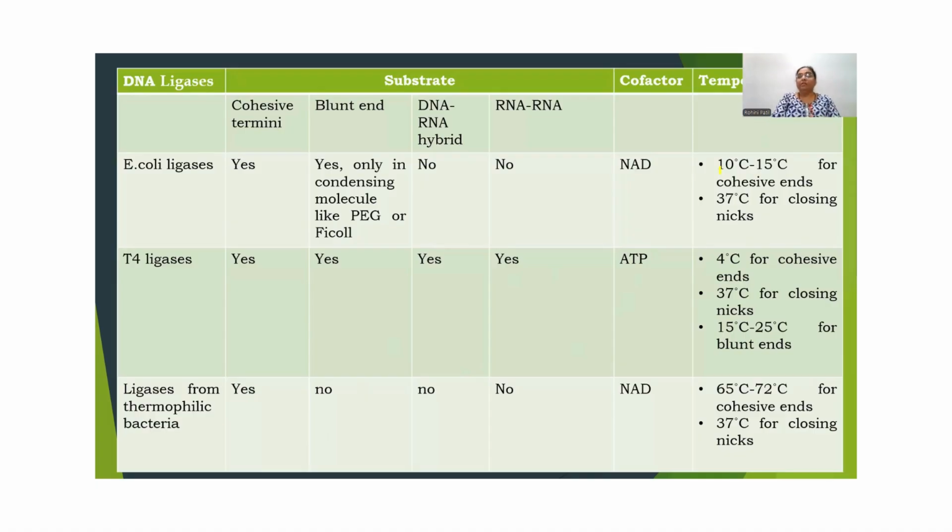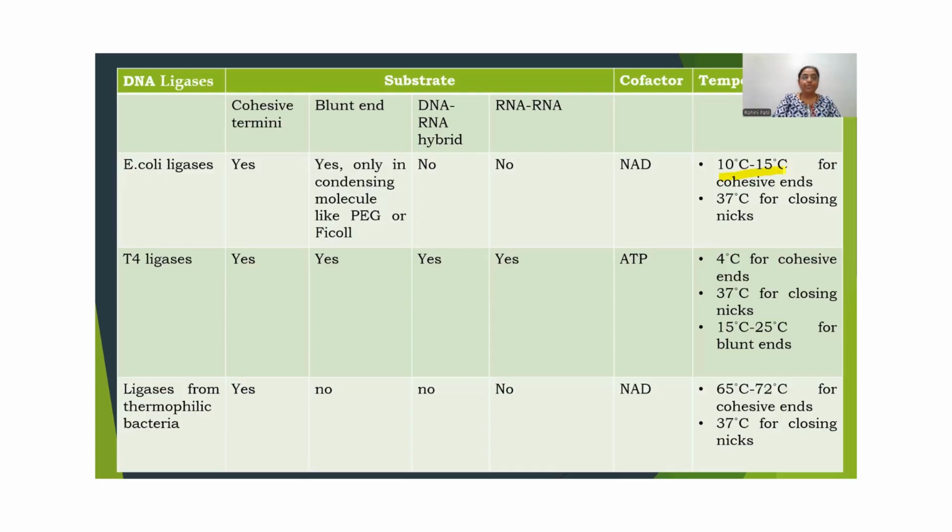As it is E. coli, you may say that the sealing temperature should be about 37 degrees Celsius, but it does not happen because these cohesive ends may not be stable at 37 degrees Celsius. To have stable hydrogen bonding between the cohesive ends, the temperature is maintained at 10 to 15 degrees Celsius, so that there is a placement of the nucleotides adjacent to each other, that is, the 5 prime phosphate and the 3 prime OH.